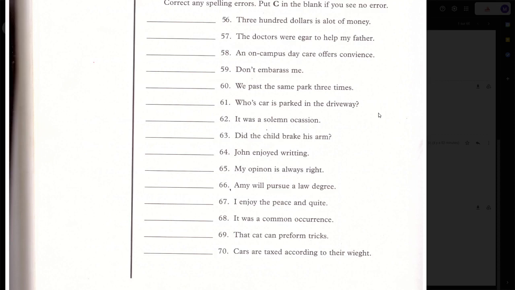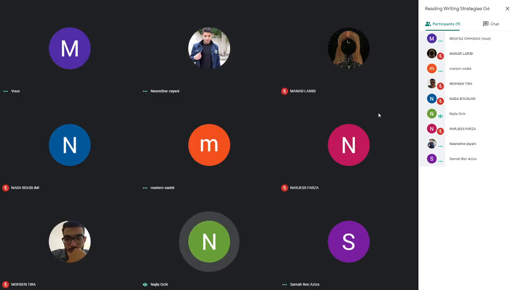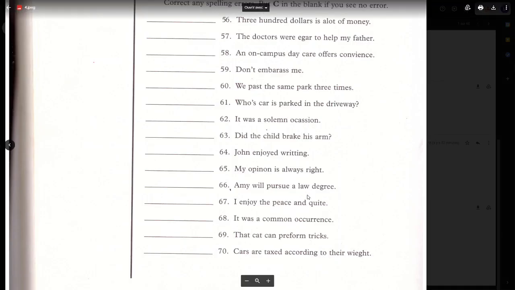Pursue a law degree. Correct. Nothing wrong. 67. I enjoy the peace and quiet. Quiet, there is no E at the end. Good. Next.